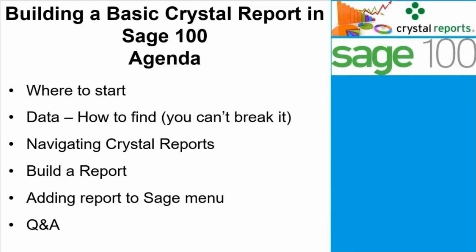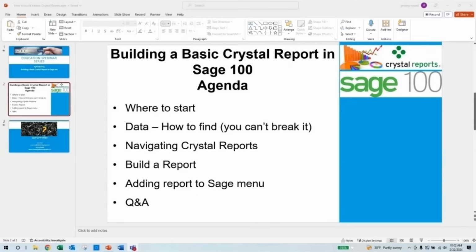We're going to show you some navigation of Crystal Reports and the buttons that are in there and what they do. Again, this is a high-level, simple, basic report, and we're going to walk through the building of that report, and then we're going to add it to the Sage menu, and then we'll open up for Q&A.